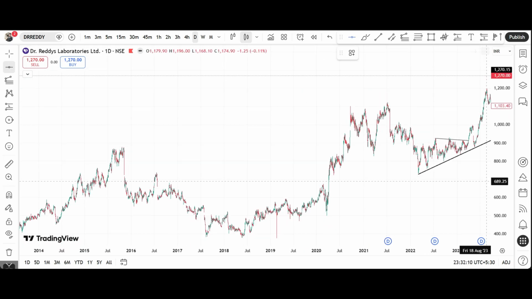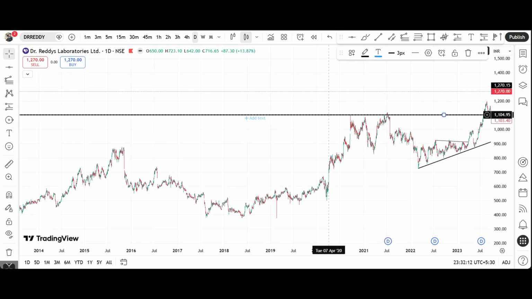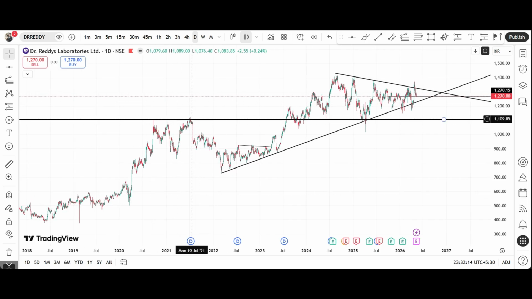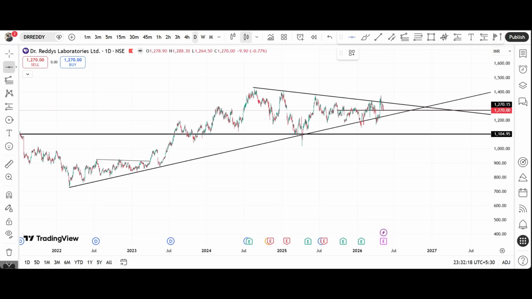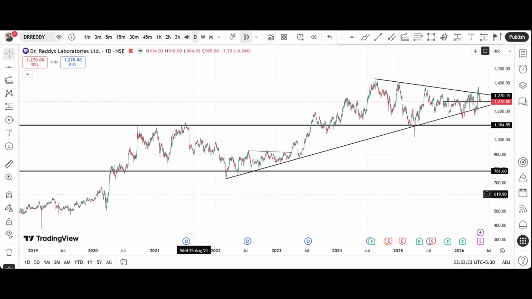Horizontal line. A horizontal line is used to mark important support and resistance zones where price reacts multiple times. These tools help traders understand market structure, identify key levels, and make better trading decisions.